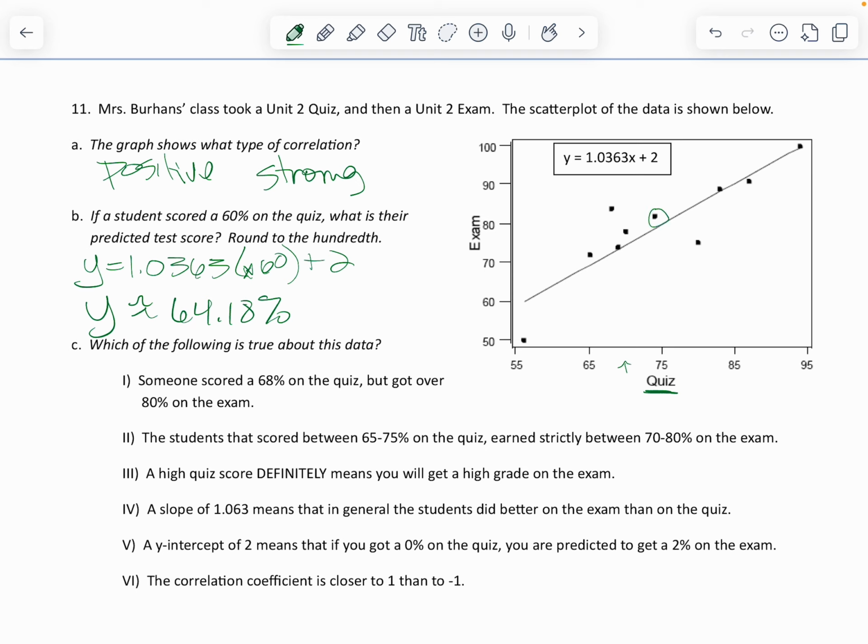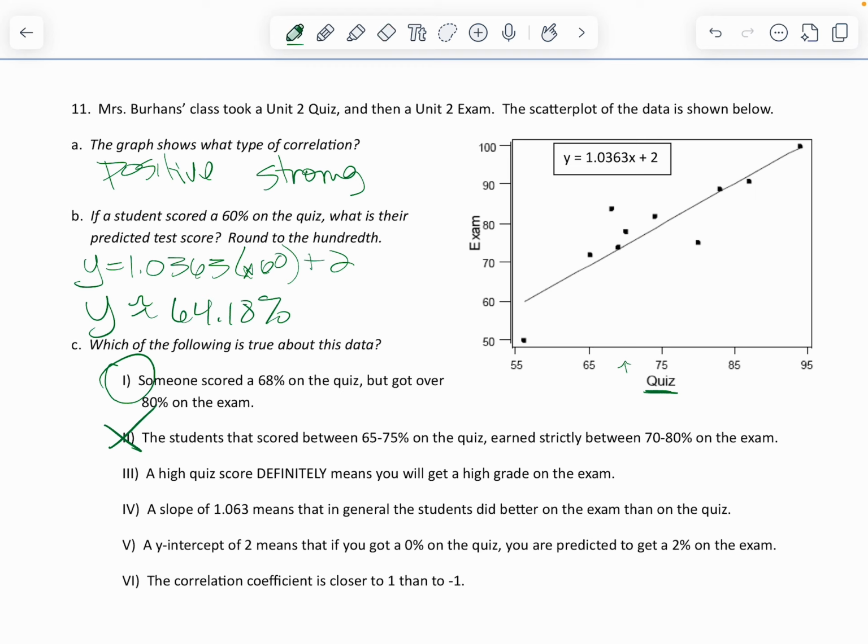Yeah, I can see that. That would be good. The student who scored between 65 and 70, somewhere in here, the quiz earned strictly between 70 and 80. No, because you have this one up here. So no. Okay, let me get rid of all of what I'm drawing on here so I don't mess up on the next one.